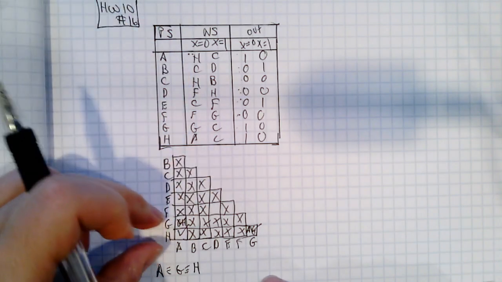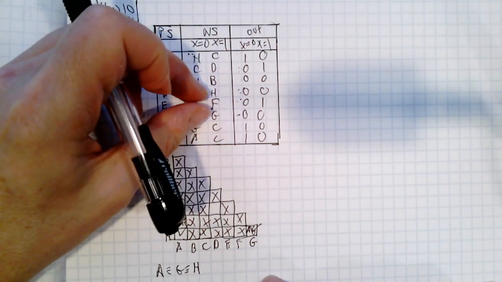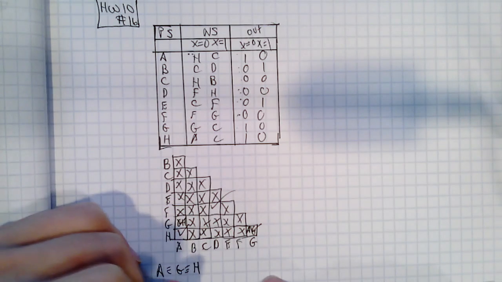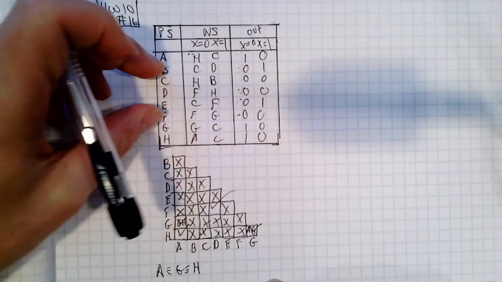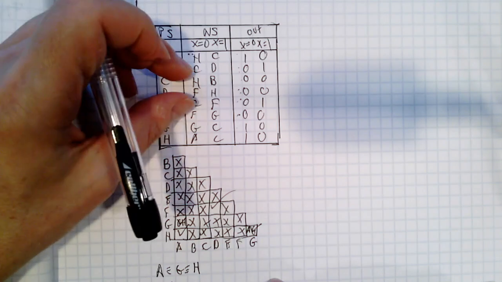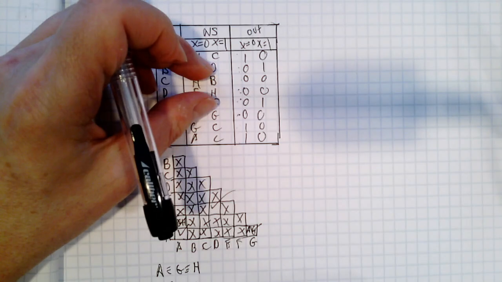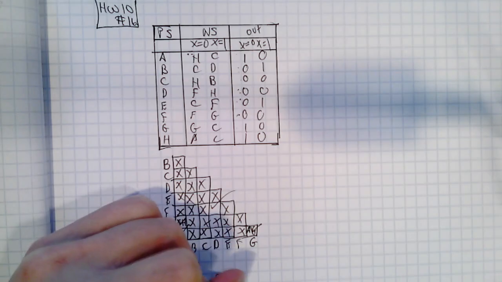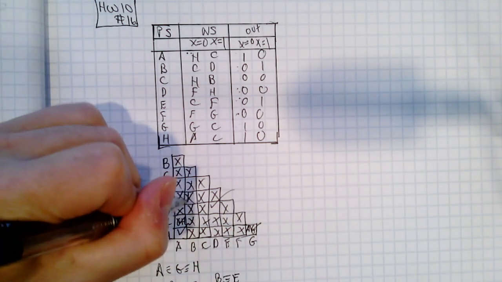What about D and F? D and F, F and F, that's good. G and H, they're good. So now it looks like D is equivalent to F. And so now let's go back to B and E. I think I might have missed one. B is equivalent to E if C is equivalent to E, and if D is equivalent to F. Well, it is equivalent to F because we know about that. So that must mean B is equivalent to E. That's good.